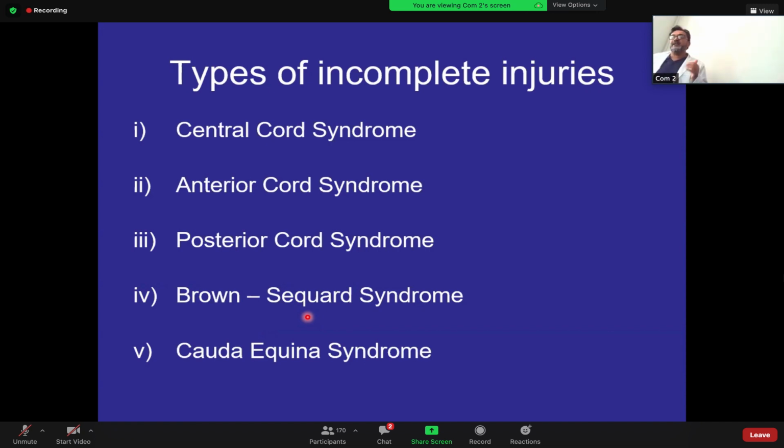So most commonly, you have incomplete syndromes. And how are these incomplete syndromes going to present? We are going to talk about central cord, the anterior cord, and Brown's cord syndrome. Cauda equina, we have already talked about. Posterior cord, we don't have much, but we would just briefly mention what happens in the posterior cord syndrome.